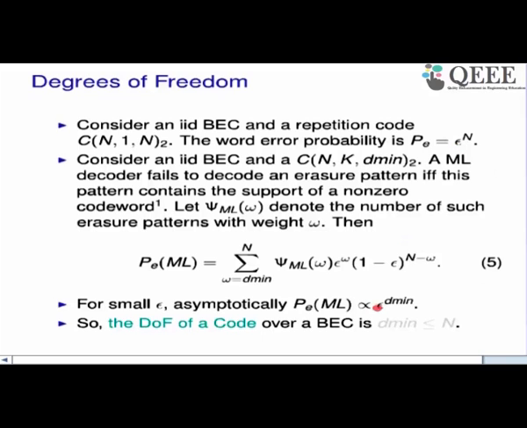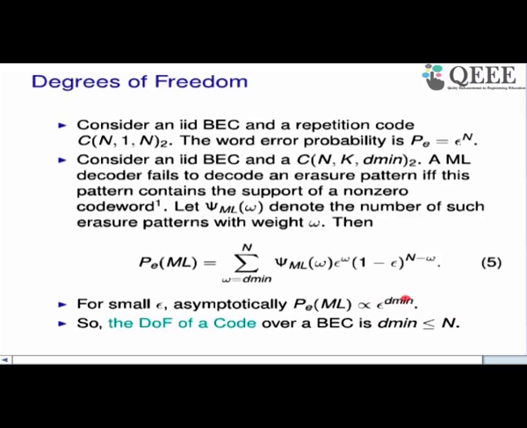Now if you have a code, then the degrees of freedom of a code has reduced. The probability of error now depends on the minimum distance d min. So this is another concept: degrees of freedom in a code and degrees of freedom of the channel. The degrees of freedom of the code is upper bounded by the degrees of freedom in the channel. The reason I want you to understand this concept is what will come in the next few slides.